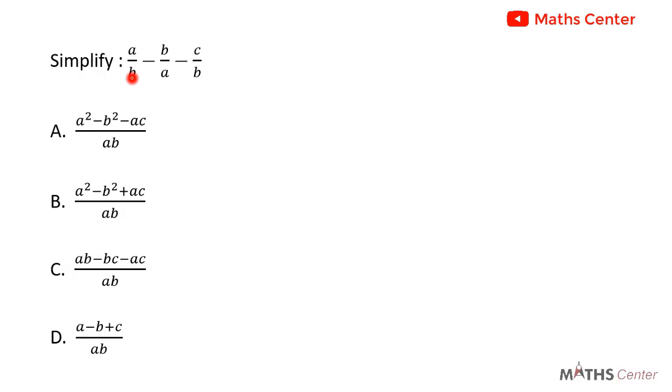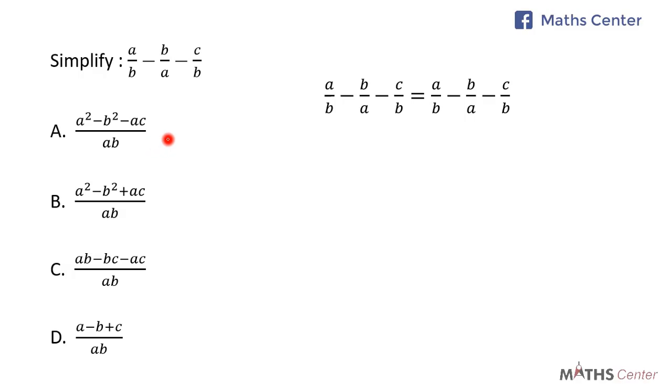Simplify A divided by B minus B divided by A minus C divided by B. This is a multiple choice question, and so you solve the question, and after that you pick the correct option. We have A divided by B minus B divided by A minus C divided by B. To simplify this, we have to find the LCM of the denominators. The denominators are B, A, and B. So the LCM will be AB.